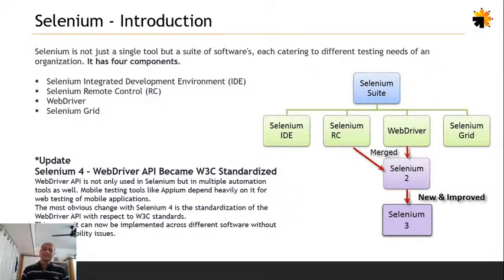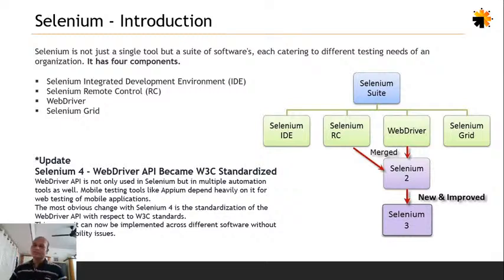So the Selenium suite consists of IDE, the remote control which is called RC, WebDriver, and Selenium Grid. Okay, the RC and the WebDriver got merged into Selenium 2 and now 3, and now there's a new update with Selenium 4, which is the WebDriver API, which they have announced is to become a W3C standard. Now what does that mean?